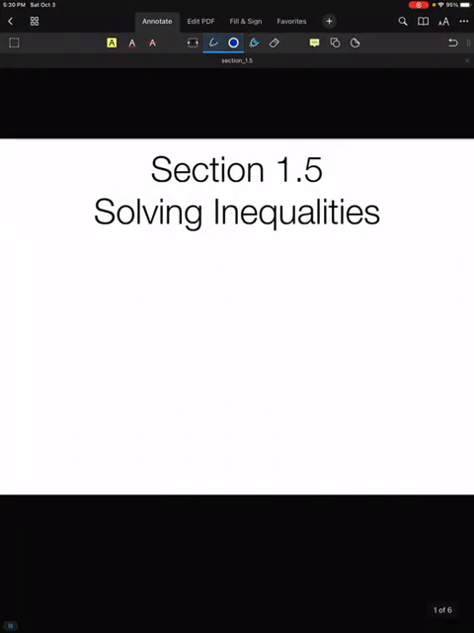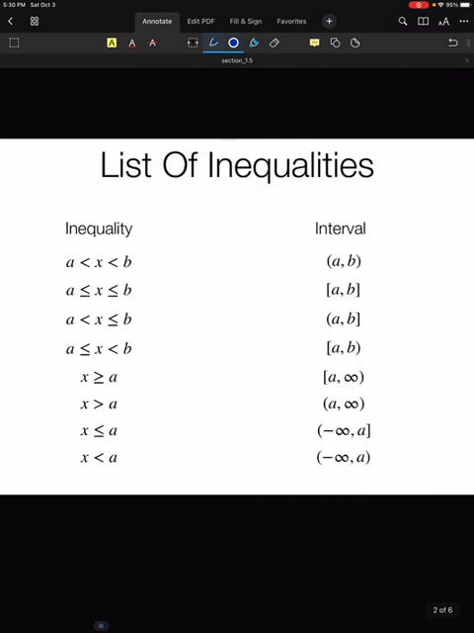In this video, we're going to talk about section 1.5, which involves solving inequalities. So first, we need to look at what type of inequalities we'll see in this section and actually in the next section as well. And we've mentioned on and off throughout the class why these are important.